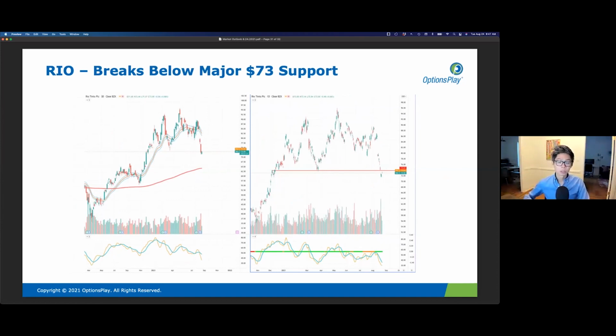Rio Tinto, materials company, also putting in a very large top, similar to what we've seen in General Motors and some of the other names here, and starting to break down here from that $73 level. Coming back to retest this level as resistance. We're seeing that breakdown come and retest this as resistance, and potentially could start moving lower here as well.